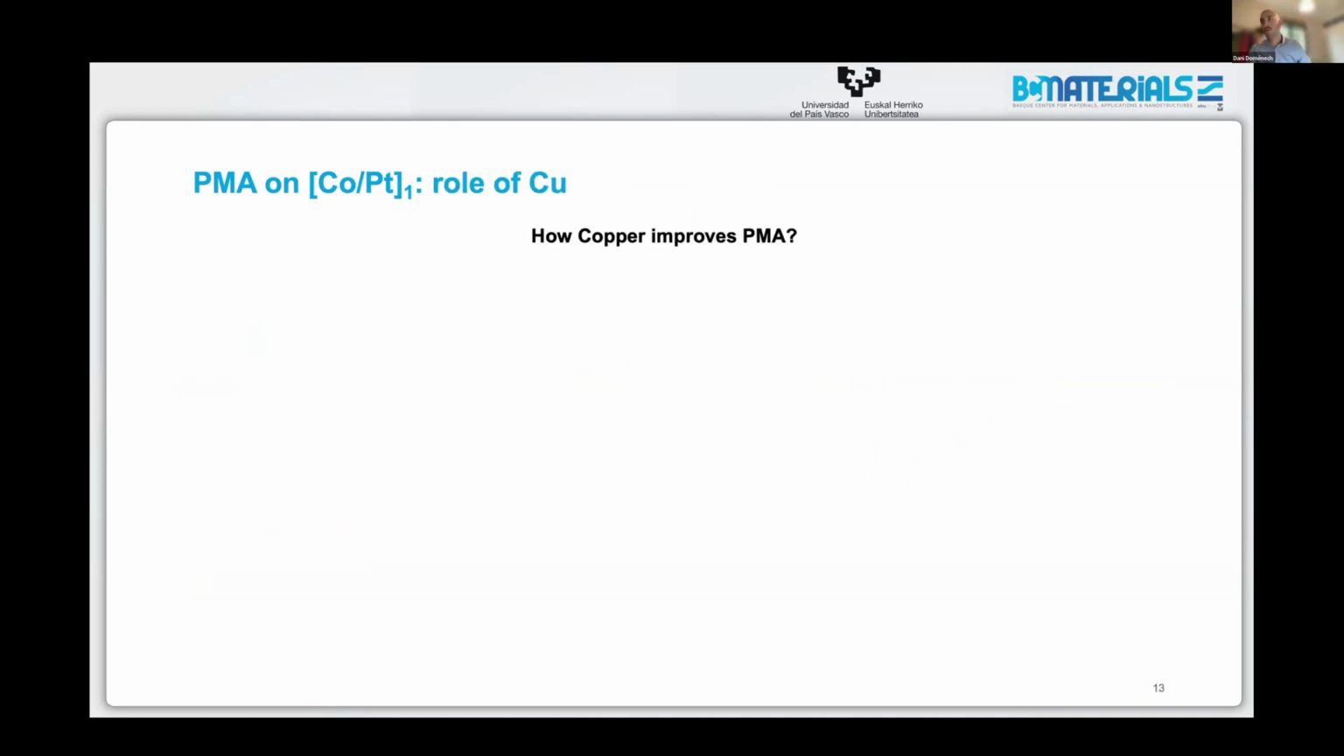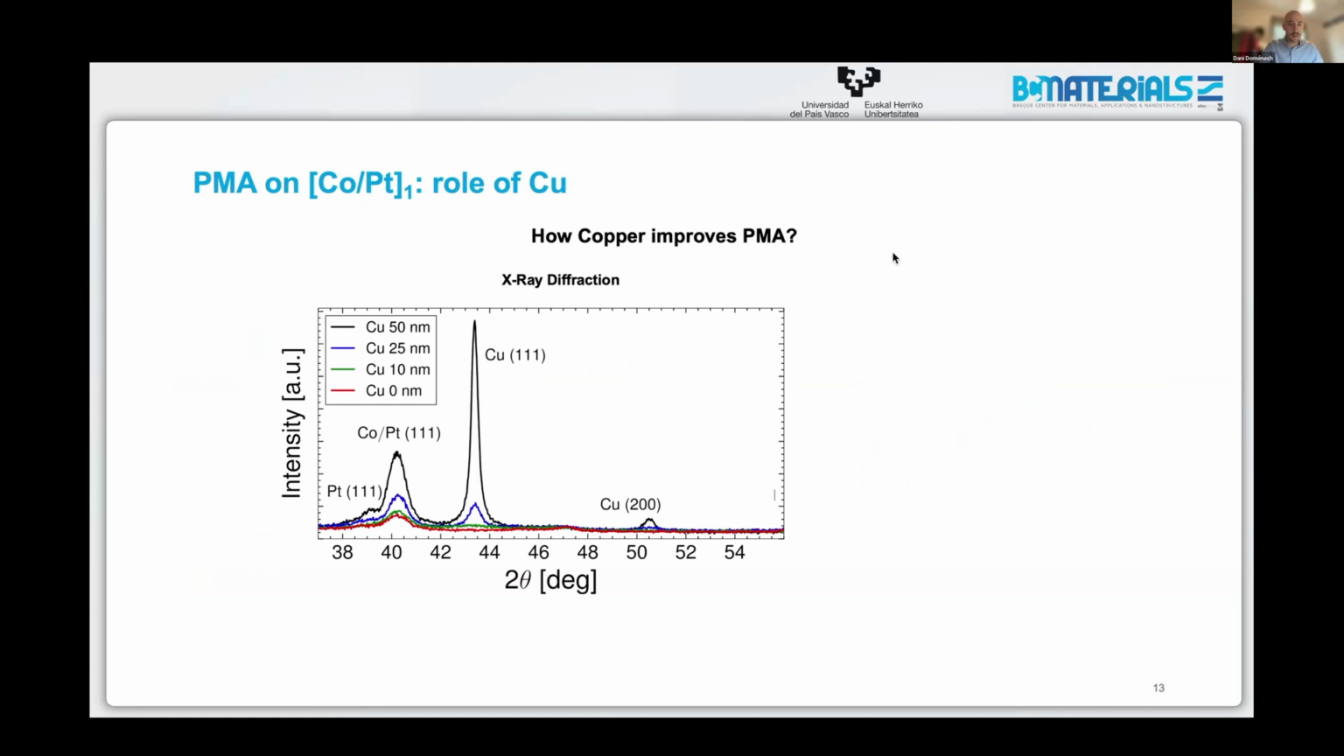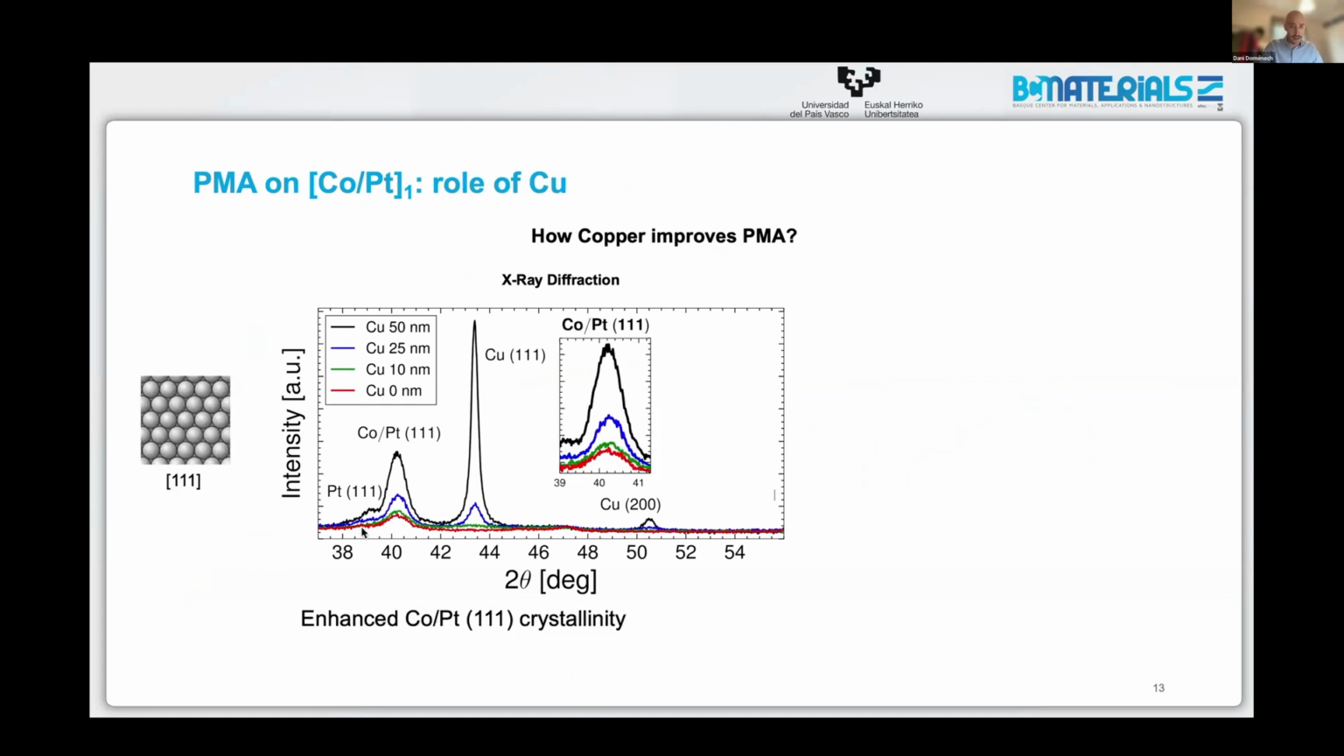So we are very happy about these results, but now the question is how copper is improving perpendicular magnetic anisotropy, and the answer comes from structural terms. If we look at the X-ray diffraction patterns of this set, we see that for the cobalt platinum 111 crystallographic ordering, by maintaining fixed the amount of magnetic material but increasing the amount of copper, we do see that for this particular peak, there is an enhanced 111 crystallographic ordering. So that is promoting the desired PMA.